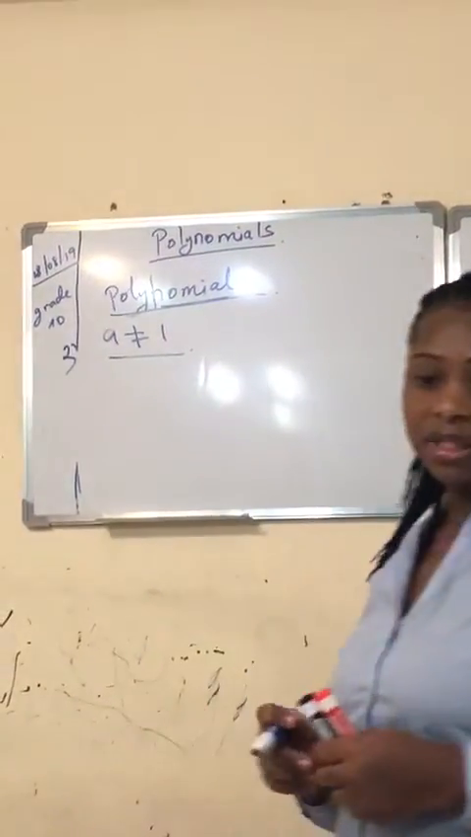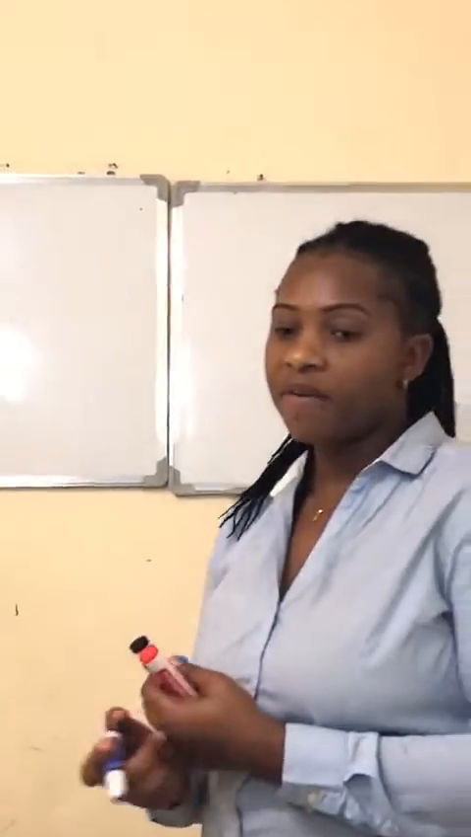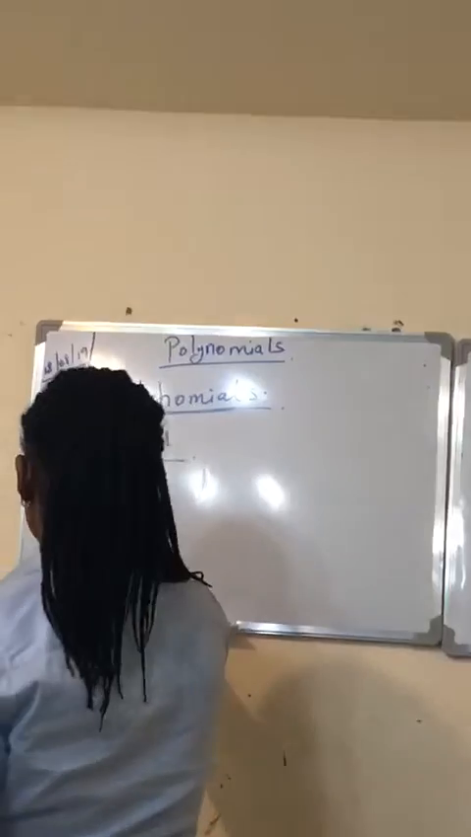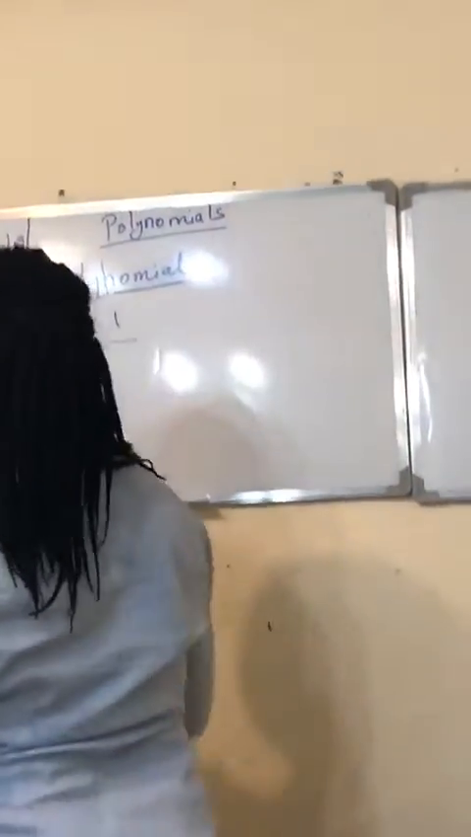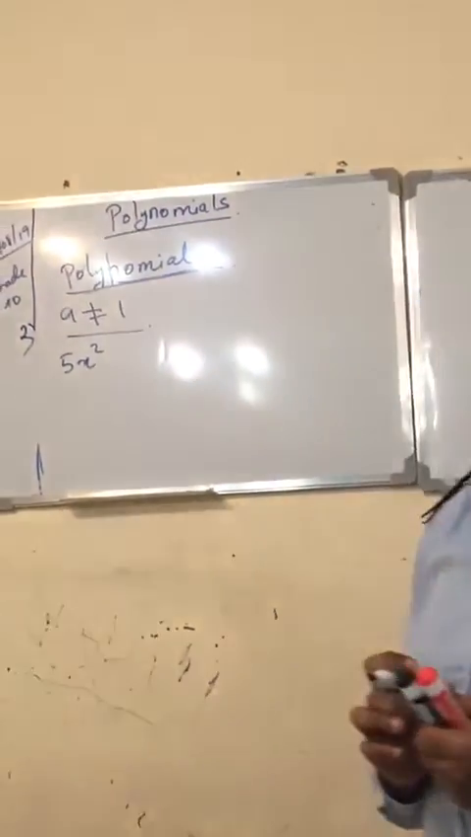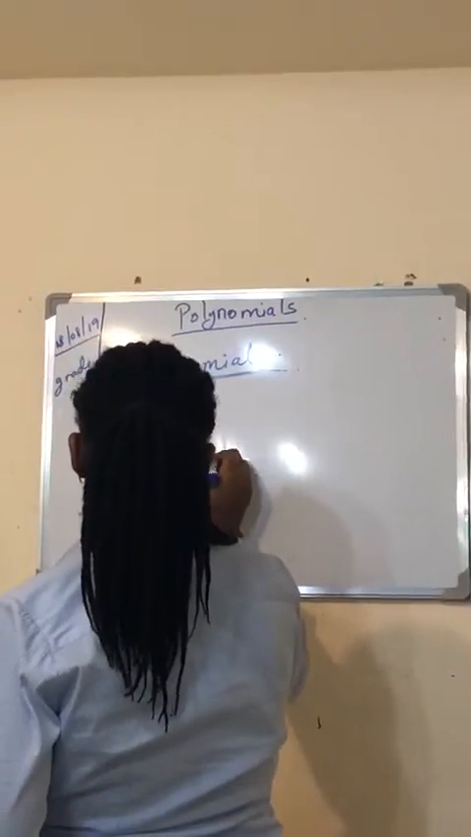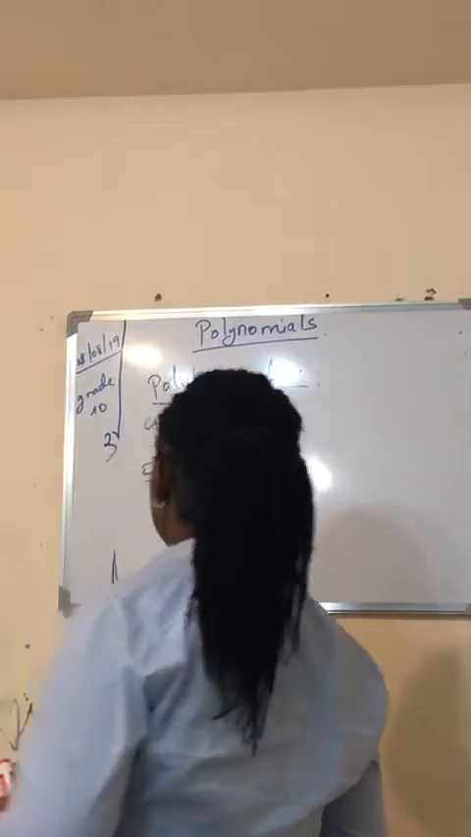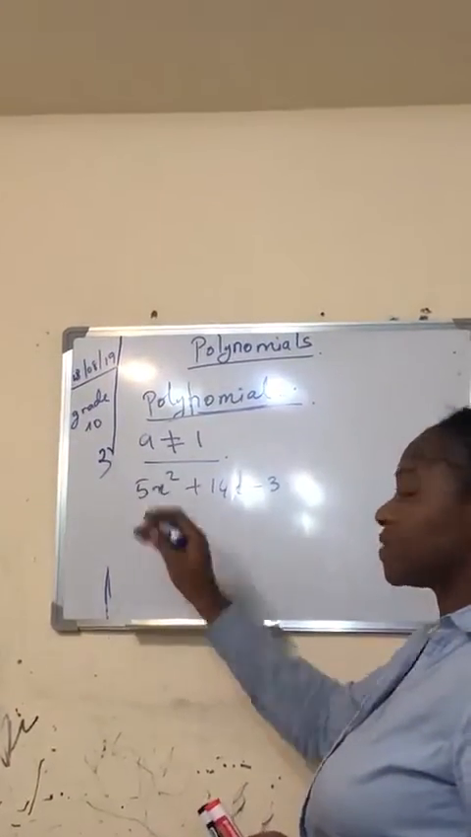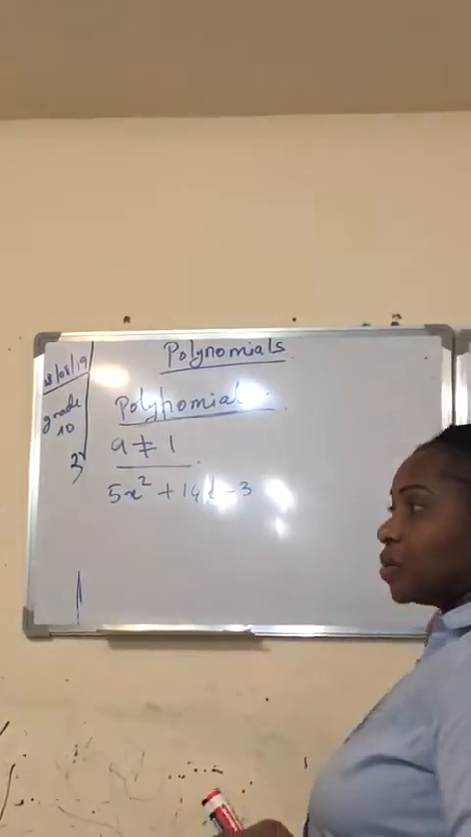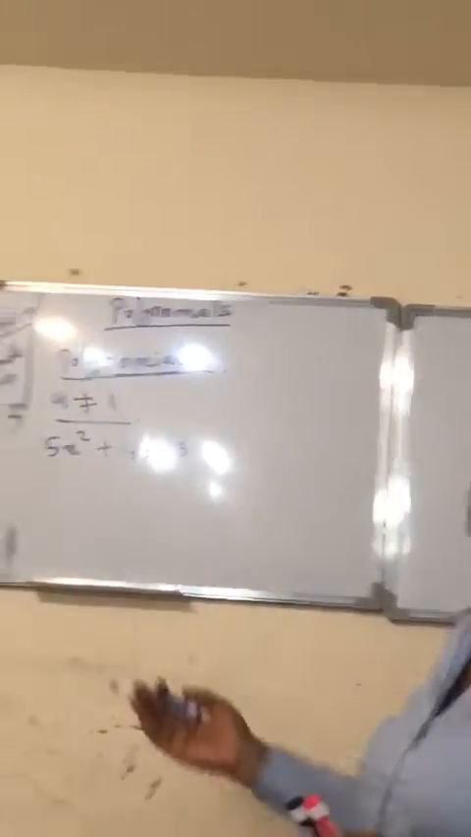For example, I will take an example. We have 5x squared plus 14x minus 3. So now we discover that our a is different from 1. In the previous example, we could tell that a was equal to 1.